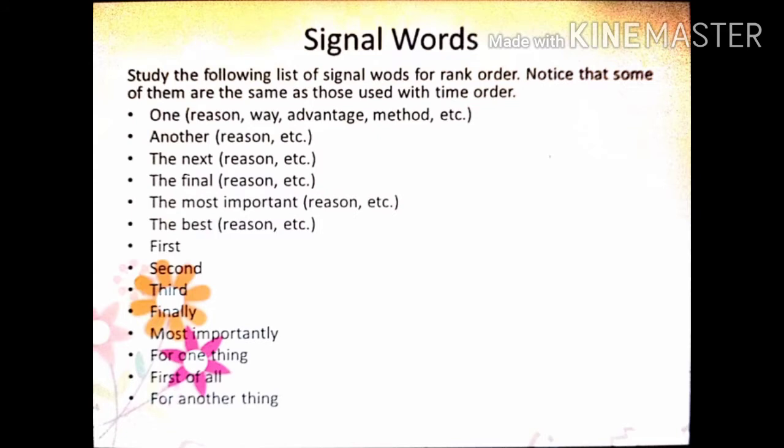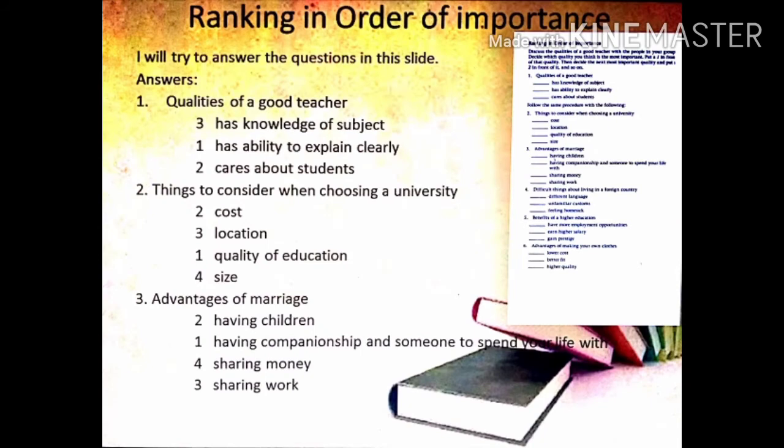Next, signal words. Study the following list of signal words for rank order. Notice that some of them are the same as those used with time order. The first, one. Another, the next. The final, the most important, the best. First, second, third. Finally, most importantly, for one thing. First of all, for another thing.